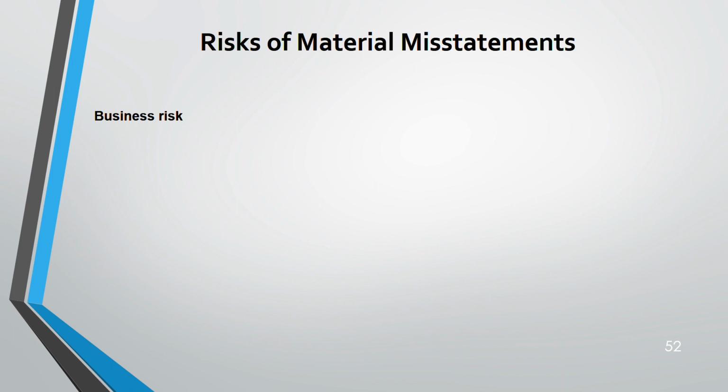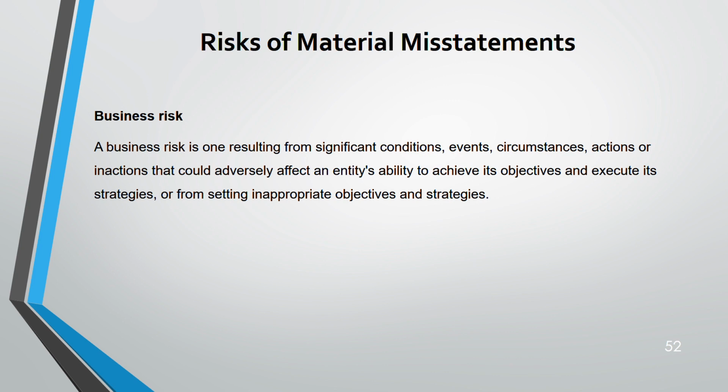Business risk, even in AAA, this will be asked. But what is business risk? First understand. Business risk means that due to some negative event happening, it is having a negative impact or adverse effect on your business. It could be due to some significant conditions, events, circumstances, or some actions or inactions that will harm or be an obstacle for an entity to achieve its objective. That is known as business risk. And auditors have to assess this business risk.